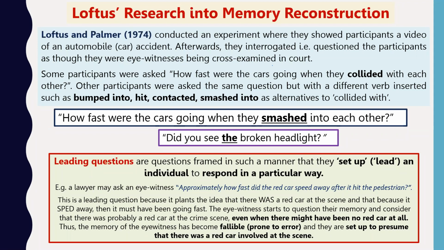So if a lawyer wants an eyewitness to confess or make up some story that a red car was at the scene, they might ask the eyewitness approximately how fast the red car sped away after it hit the pedestrian. By asking that question, you realize it plants the information that a red car was present at the scene. The eyewitness starts to think, hey, if the lawyer is asking me about a red car being at the scene, then it should have been there, and maybe I just didn't see it, or maybe I mistook it for another car. So essentially, leading questions plant false information into the person's head.